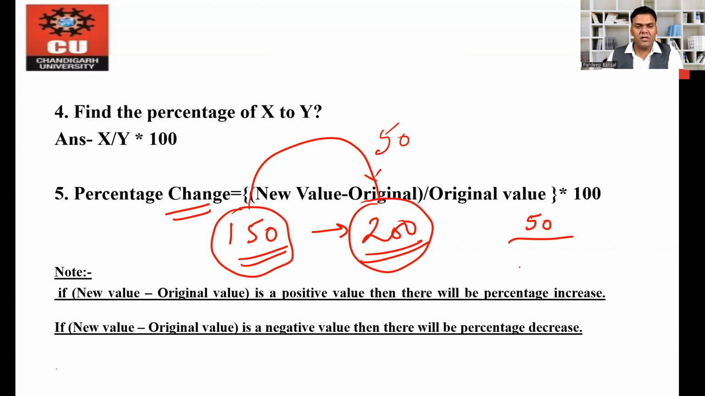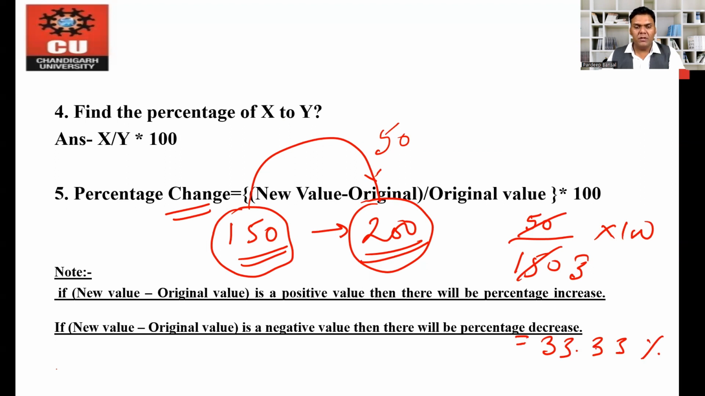So as my presentation says, the new value minus the original value divided by the original. You can call it original, or the initial price is a better term for it. So 50 divided by 150 into 100. And then you calculate it. So 100 by 3. The answer boils down to 33.33%. Right? I hope it's clear to all.